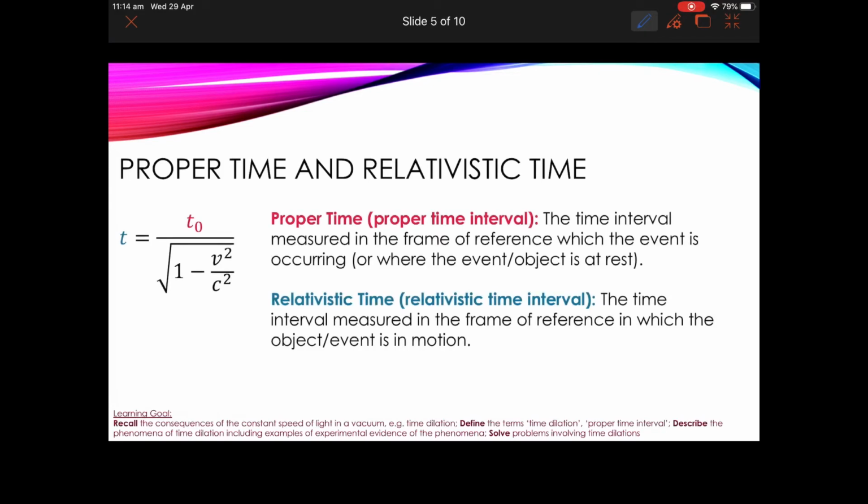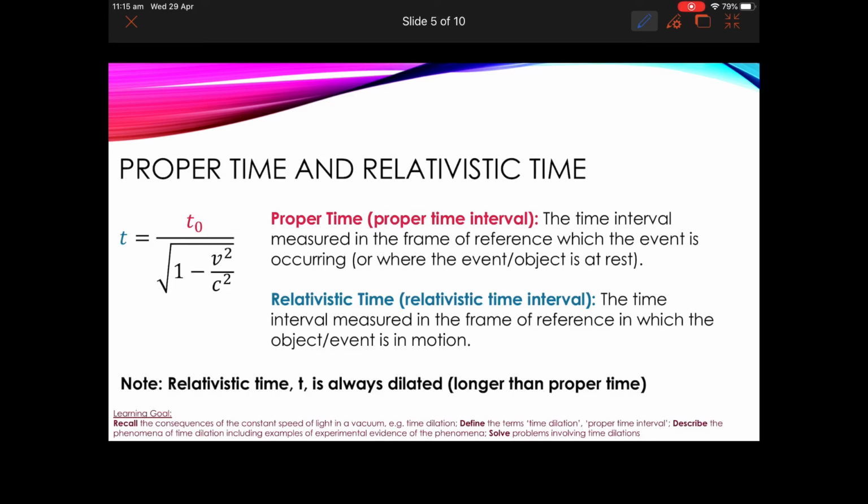Proper time, also called the proper time interval, is the time interval measured in the frame of reference in which the event is occurring. So that was Fred. And relativistic time, or the relativistic time interval, is the time interval measured in the frame of reference in which the object or event is in motion. And just a little bit of a note here, that relativistic time is always dilated. So that's why we call this time dilation. In other words, relativistic time is always going to be longer than the proper time.